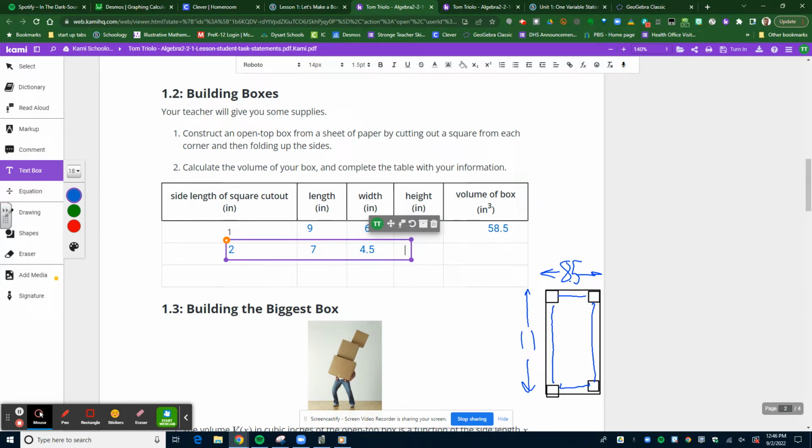I hate when it does that. Why does it keep doing that? Want my pretty blue? I give up. All right.